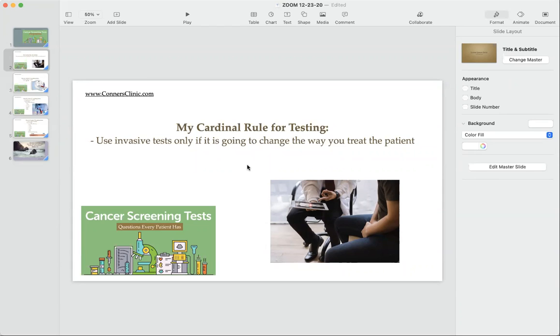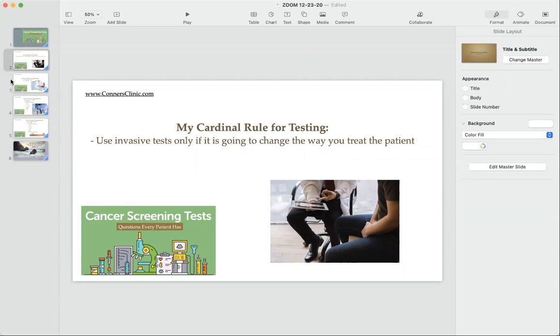So if their answer is, well, yeah, I might, if it's a lot worse, I might, okay, well, then do the CT scan. So understand the cardinal rule: use invasive tests only if it's going to change the way you decide to treat yourself.